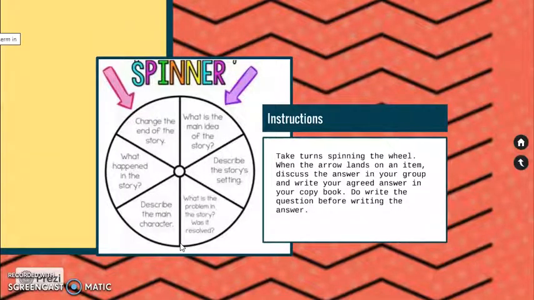When the arrow lands on an item or a question, the students will discuss the answer in their group and write their agreed answer in their copybook. For example, if I spin the wheel and it lands on describe the story's setting. Now, based on the title of the book and by reading the book, I can know that the setting is in the zoo. The girls were in the zoo with the animals.